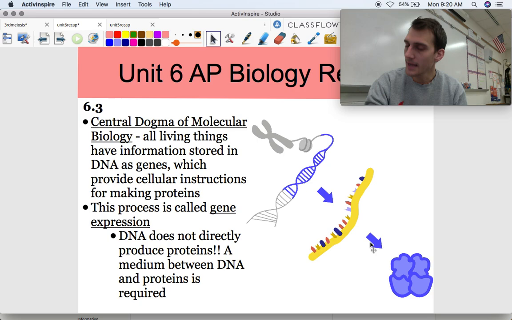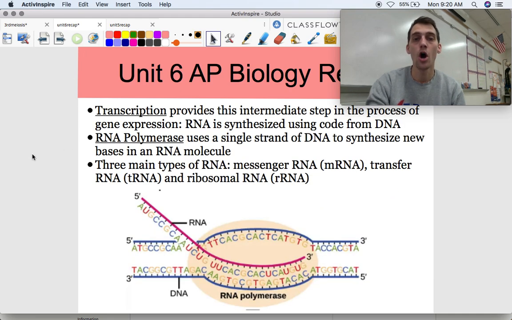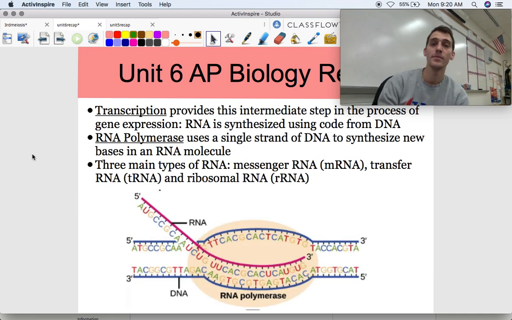But DNA does not directly make proteins, right? So there needs to be some kind of intermediate step, and that's called transcription. And that intermediate is RNA. Transcription provides this intermediate step in the process of gene expression. RNA is synthesized using code from DNA. That's what transcription is. RNA polymerase, very similar to DNA polymerase but not the same, because it's RNA, uses a single strand of DNA to synthesize new bases in an RNA molecule.